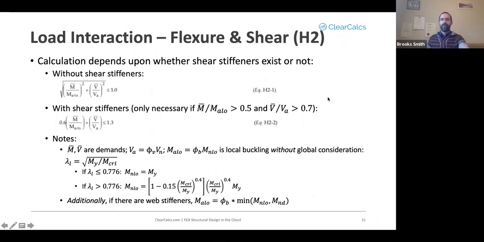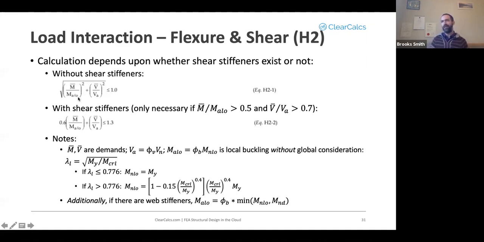Then load interactions. We have interactions we consider between flexure and shear, as well as between flexure and web crippling. Interaction between flexure and shear, the calculation, which equation you use, depends upon whether there are shear stiffeners present or not. Without shear stiffeners, it's a square root sum of squares equation. The VA is equal to your factored shear capacity, that's phi times Vn.